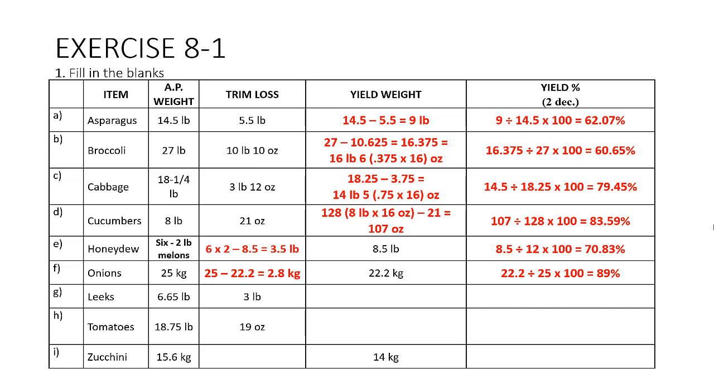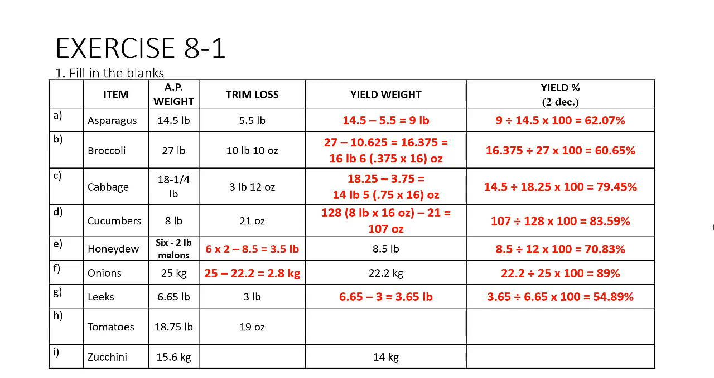Let's continue on with the leeks. We bought 6.65 pounds of leeks. We trimmed away 3 pounds, so let's subtract 3 pounds from our 6.65 purchase. It leaves us a yield weight, or an EP amount, of 3.65 pounds. Let's take that EP amount of 3.65 divided by the AP of 6.65 pounds, multiplied by 100, and we're left with a 54.89% yield percent.